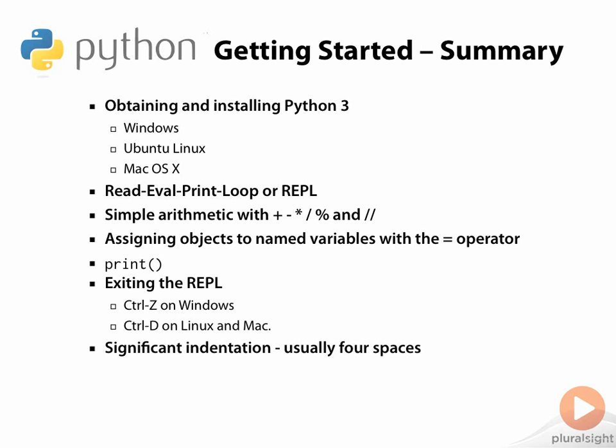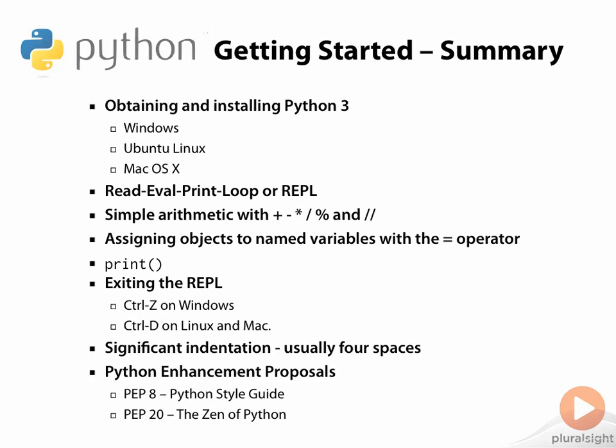We showed how Python uses significant indentation of code to demarcate code blocks. Each indent level is usually 4 spaces. And we told you about Python enhancement proposals, the documents which govern the evolution of the Python language. In particular, we briefly looked at PEP 8, which is the Python style guide, which we follow in this course, and PEP 20, the Zen of Python, which gives useful advice on writing Pythonic code.